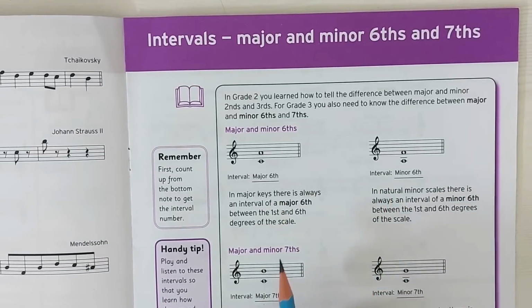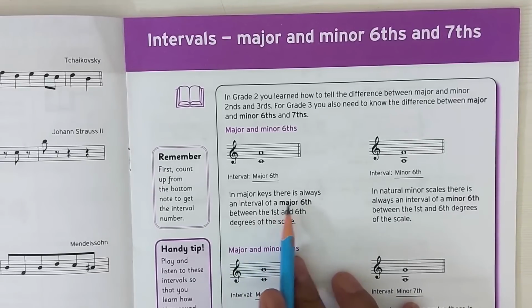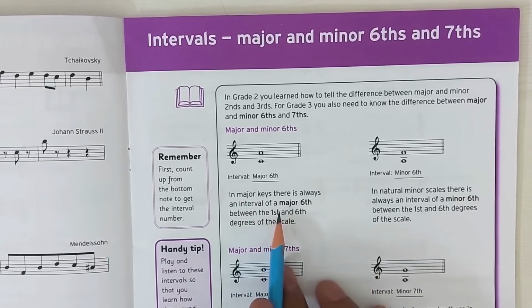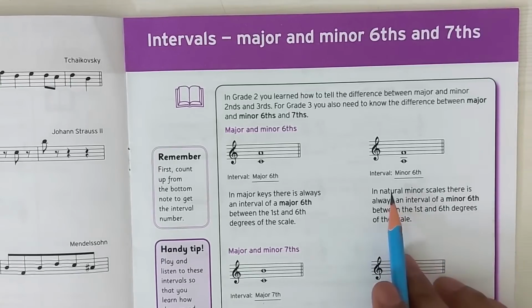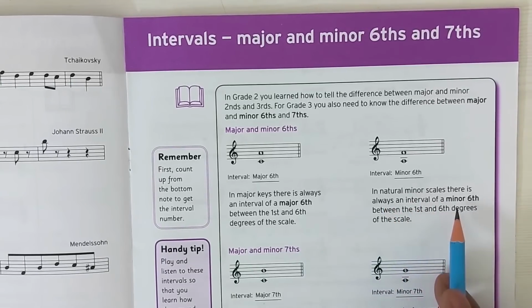One thing they have told us here is that in a major key there is always an interval of a major sixth between the first and the sixth degree of the scale. The same applies to the seventh: in a major key there is always an interval of a major seventh, and in a minor key it will be a minor seventh. It will always be like that.